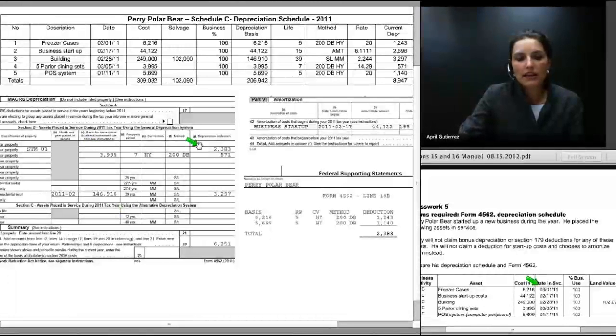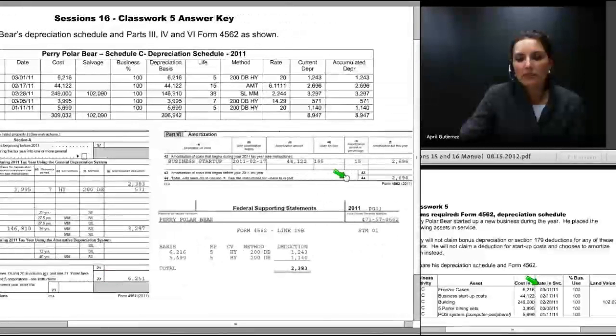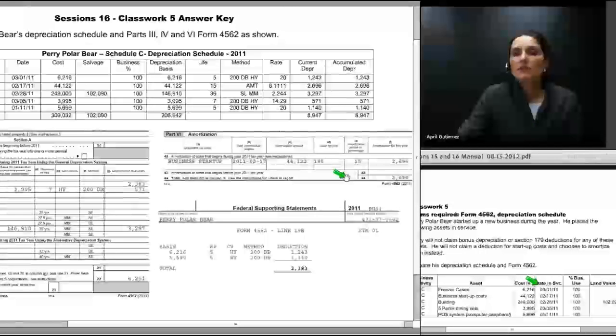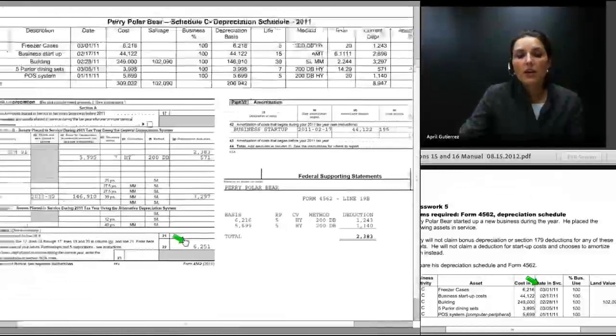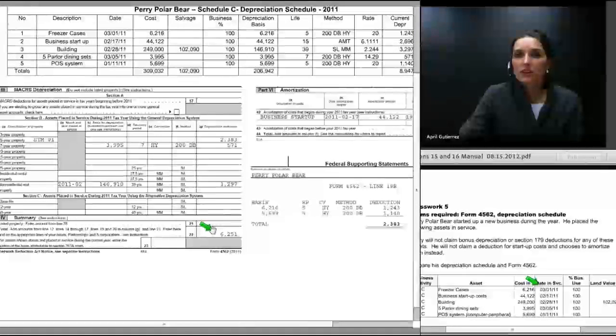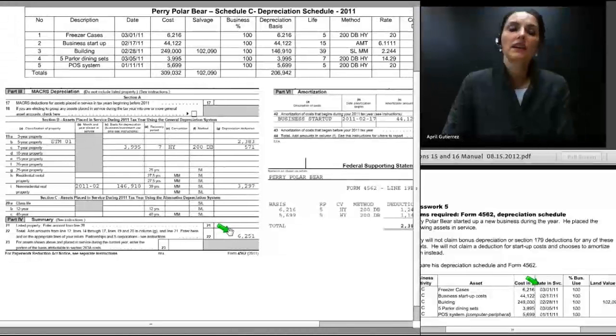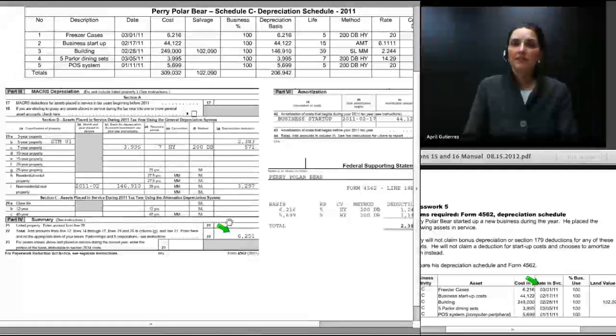We have $2,383, $571, $32.97, and a total of $62.51. You will notice that the amount on line 22 does not include the amount from line 44, because line 44 typically will be claimed as a business expense under the other expenses line on Schedule C, whereas the depreciation deduction will carry over to the depreciation line of Schedule C. So that concludes the review of the Classwork 5 answer key.